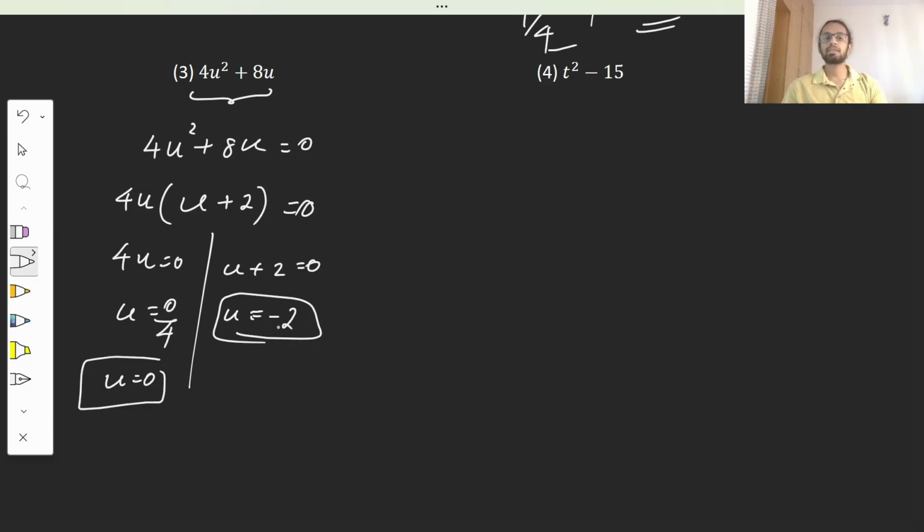So when we have a question where there is no last term or constant term, we just take common out and we do it like this, instead of doing it using splitting the middle term. So that is the strategy. Let us also learn the verification for this.